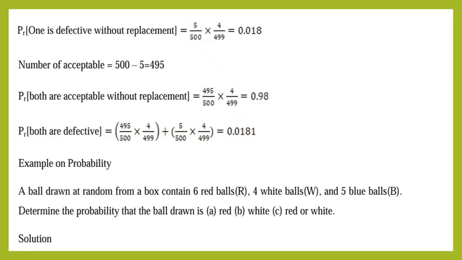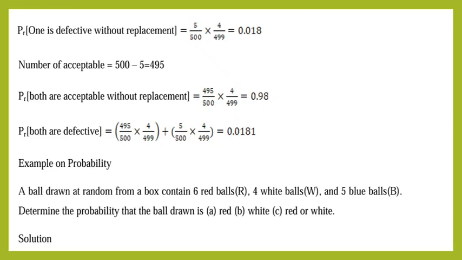Then the probability that both are defective will be the probability that both are acceptable without replacement plus the probability that 1 is defective without replacement, which is 495 over 500 times 499 plus 5 over 500 times 499, which will give us 0.0181.